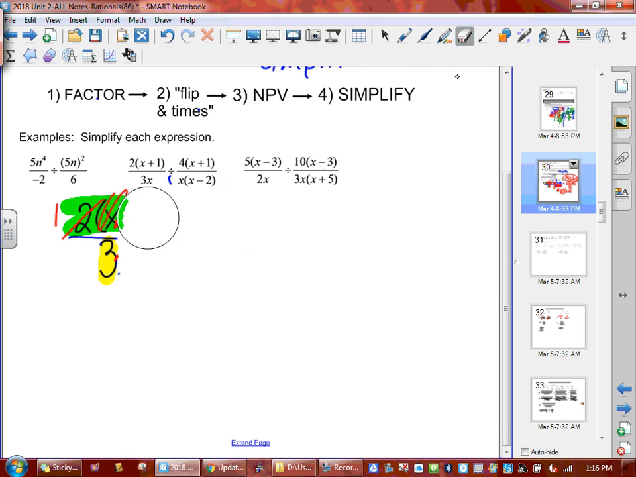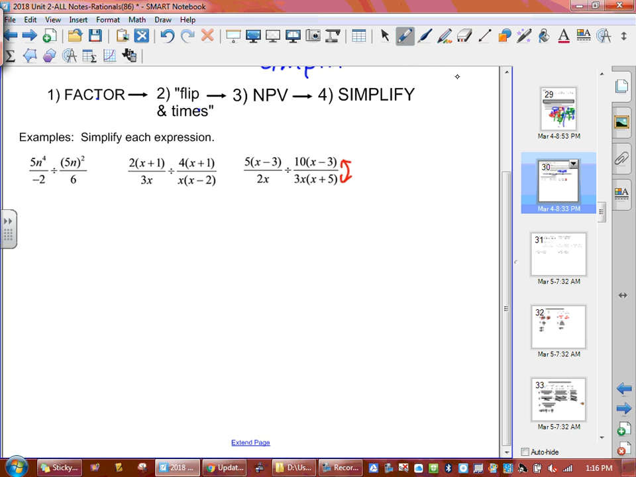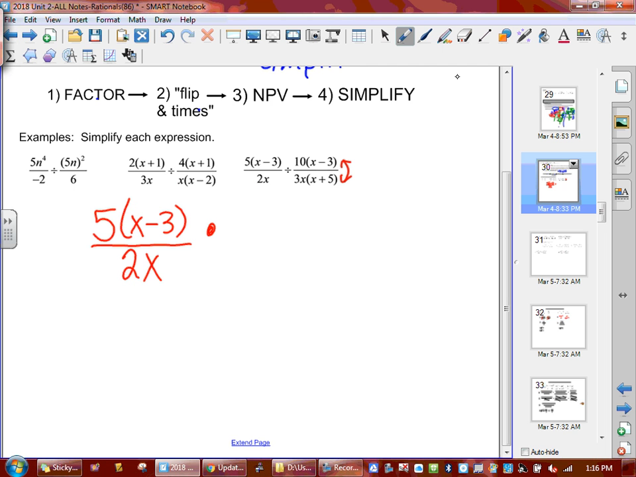First step, it's factored. We like the ones that are factored. Now we've got to flip it. We're going to have 5 times x minus 3 over 2x. Divide, change to times, and now we're flipping. So 3x, x plus 5, 10 in front of x minus 3. All right.